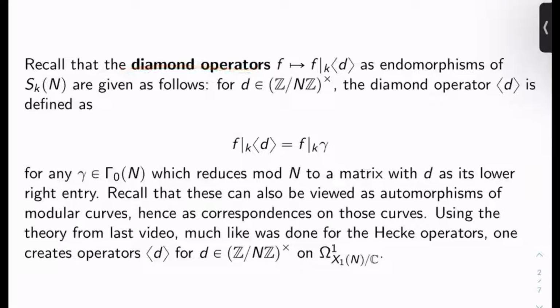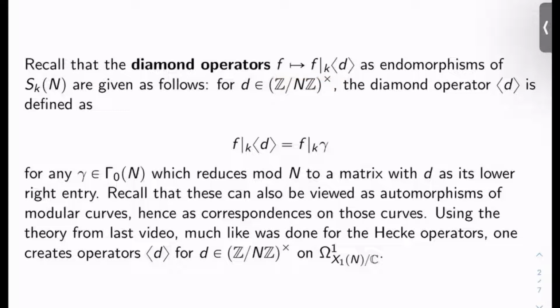It's a map that sends f to f bar_k diamond of d, which is an endomorphism of S_k(N). What is this diamond of d? For d in (Z/NZ)^×, the diamond operator diamond of d is defined as f bar_k diamond of d is just f bar_k gamma, where gamma in Gamma_0(N) is any matrix which reduces mod N to a matrix with d as its lower right entry. Any such matrix will do. This is a well-defined endomorphism. We've talked about all this in previous videos.